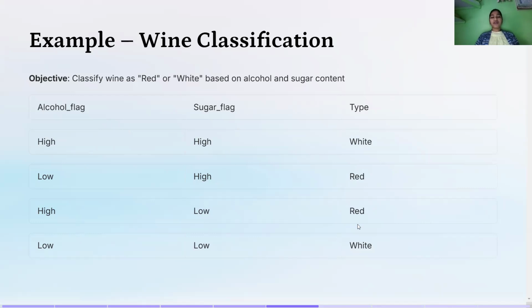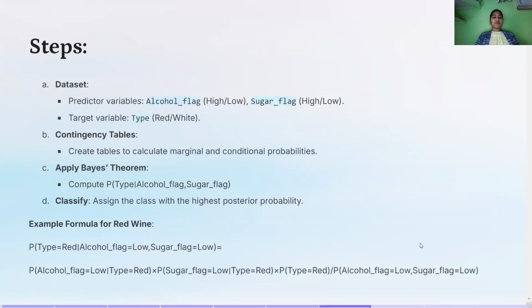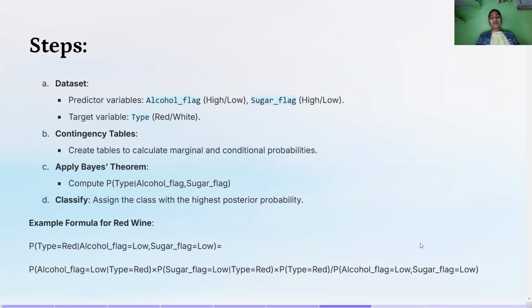To predict the class for a new wine, we follow the steps of naive Bayes. Dataset: predictor variables alcohol flag and sugar flag. Target variable: type. Contingency table: create tables to calculate marginal and conditional probabilities. Apply Bayes' theorem. Compute P(type | alcohol flag, sugar flag). The classifier assigns the class with the highest posterior probability.